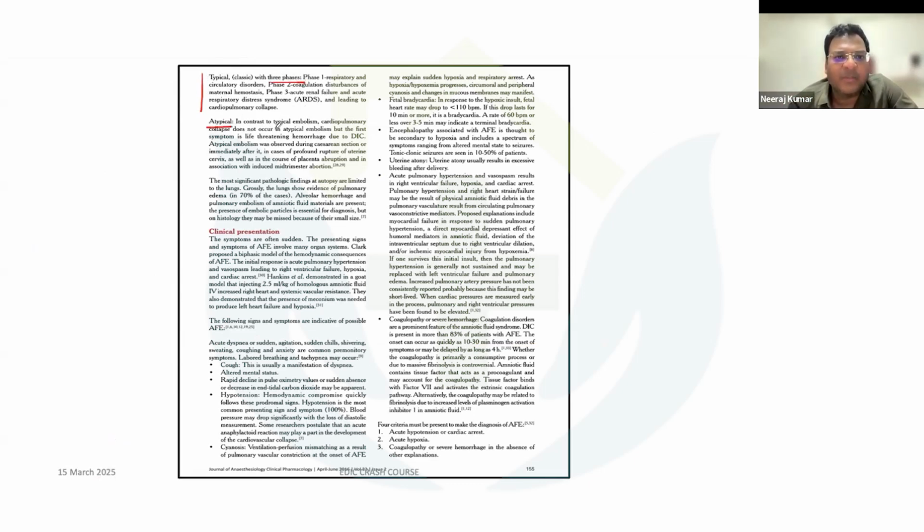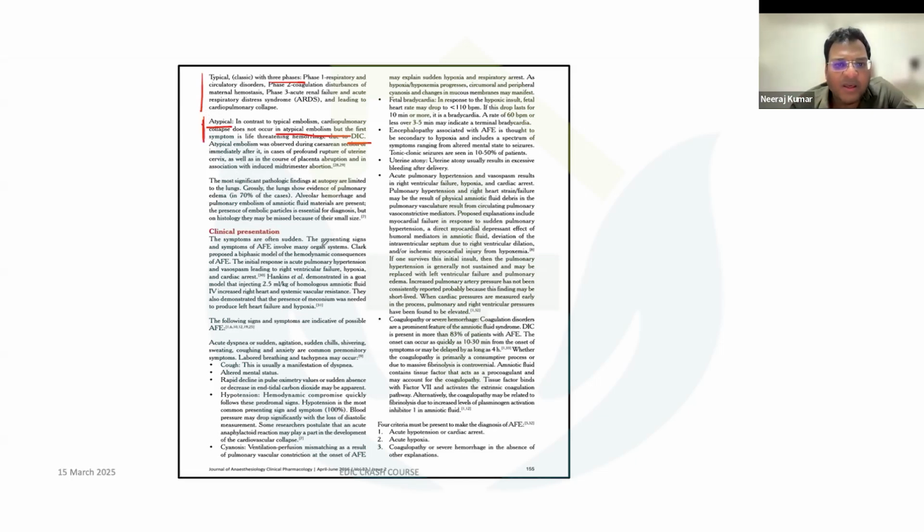The second part is atypical, where the cardiopulmonary collapse does not occur in atypical embolism, but the first symptom is life-threatening. Here DIC is the most common presenting feature in atypical AFE, but in typical or classic AFE, the patient will have a cardiopulmonary collapse. So this is the important differentiating finding between typical and atypical AFE.